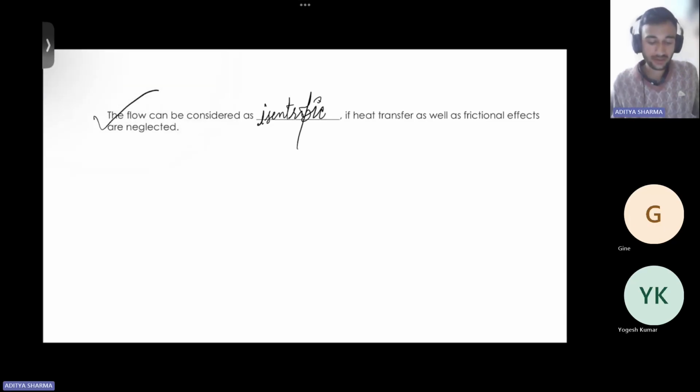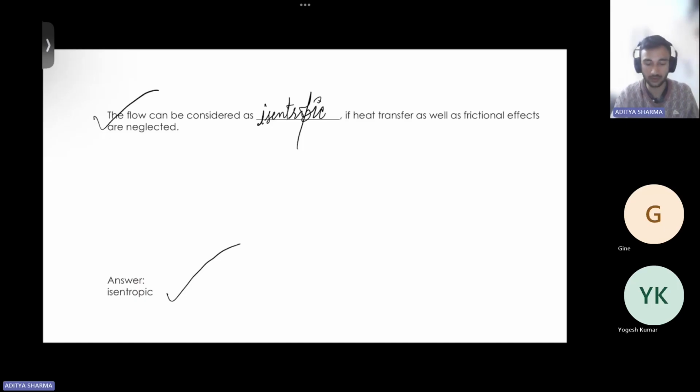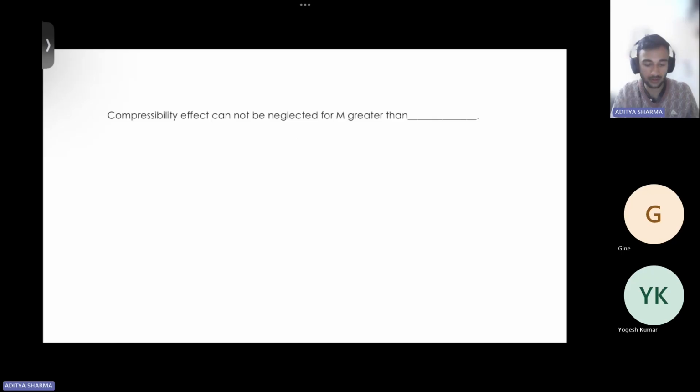So the flow can be considered as isentropic if the heat transfer as well as frictional effects are neglected. All right. So isentropic is the answer to this fill in the blank. Okay. So I believe this is the last fill in the blank that I had planned related to this session.